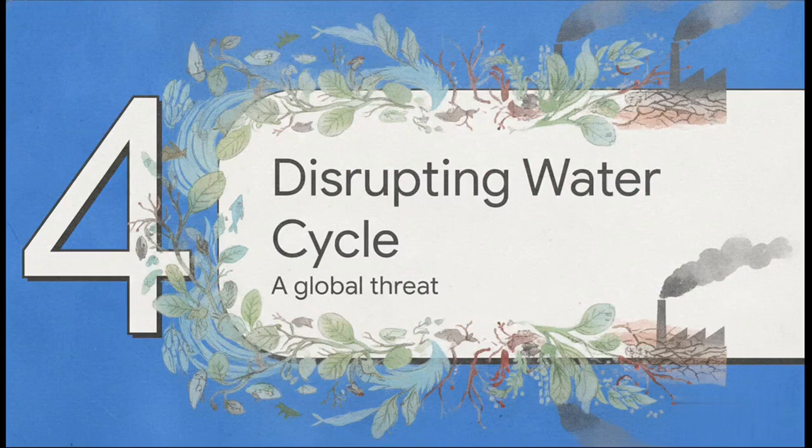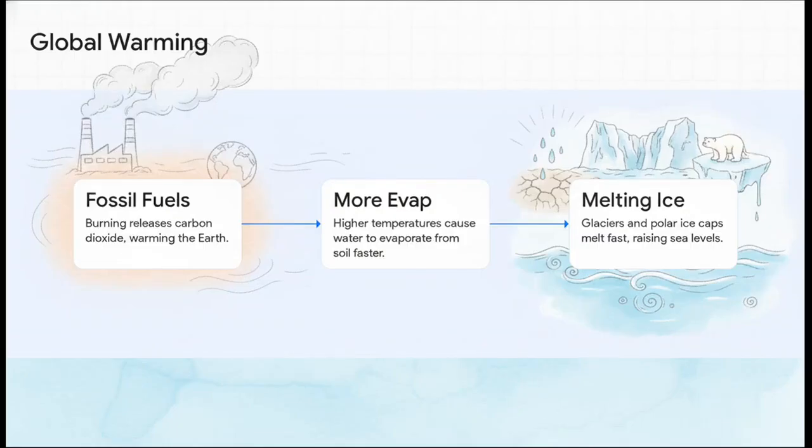All right, Section 4, disrupting the water cycle. Sadly, right now, we're seeing a very specific, very concerning cause and effect chain reaction happening on a global scale. It goes like this. Burning fossil fuels releases carbon dioxide into the atmosphere. All that CO2 essentially acts like a giant blanket, trapping heat and causing global temperatures to rise. Because the planet is warmer, water starts evaporating way faster out of the soil.